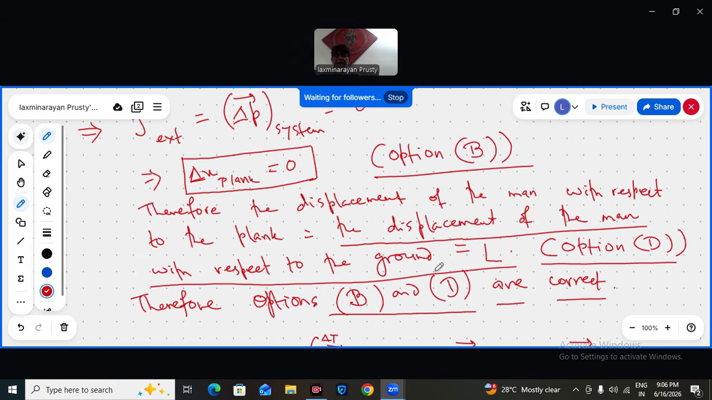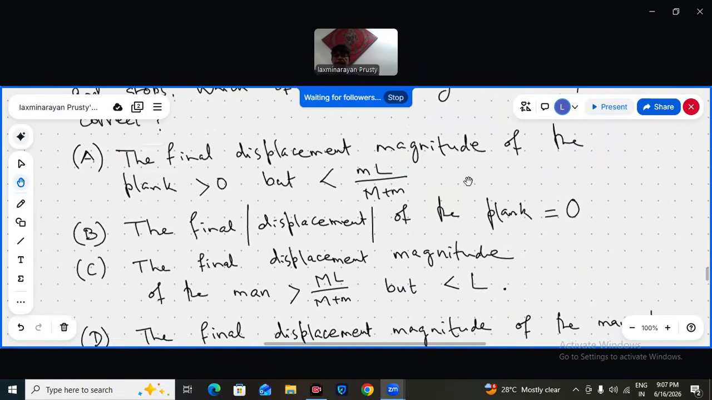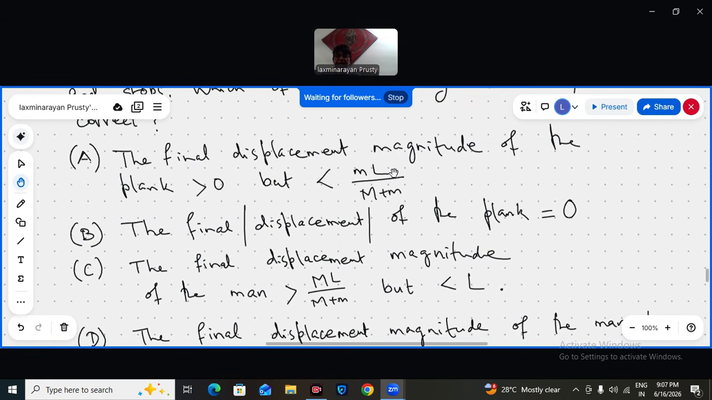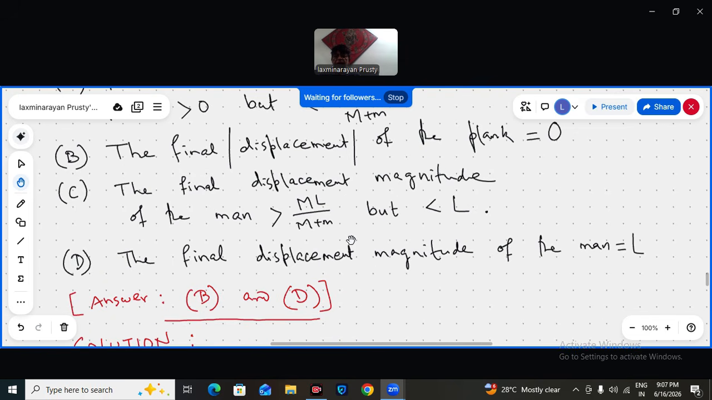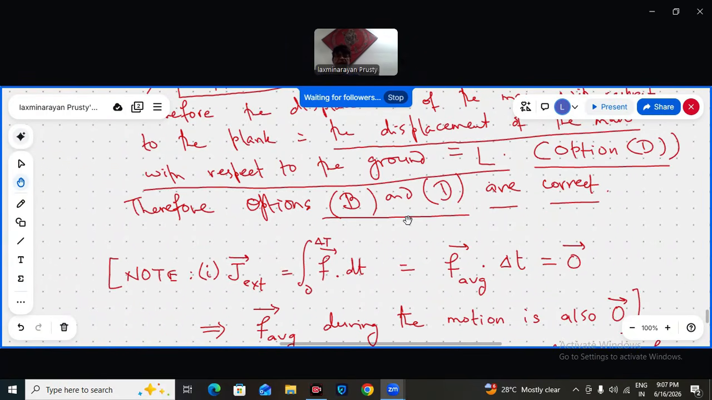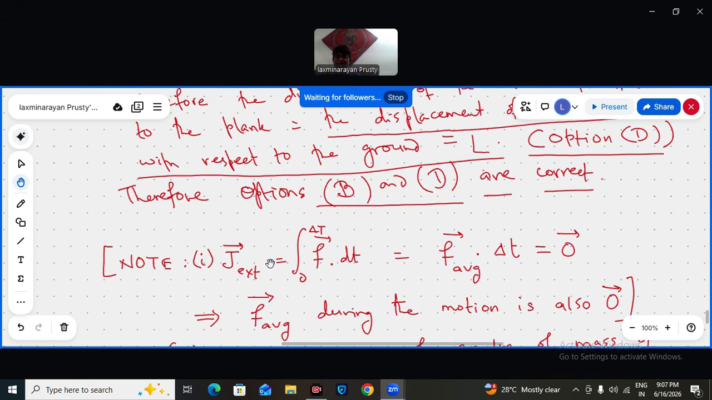So option D. Let us see the options once more. Final displacement of the plank is 0, option B is correct. Here wrong. So the final displacement magnitude of the man is L, that is also correct. So C is wrong. So B and D are correct. I put it down, okay? So note this, and one more thing that you should mark in the question. I have written two important points.